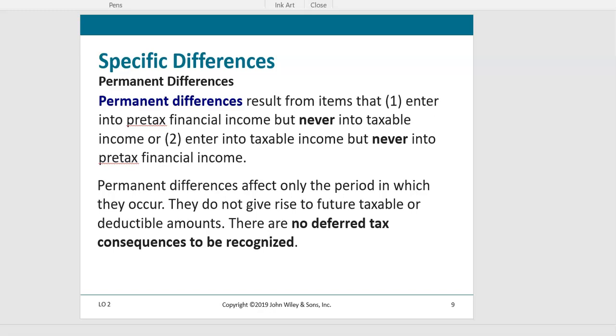So we can be looking at items, revenues or expenses, that enter into our pre-tax income on a book basis or GAAP basis, but never become taxable, or the reverse: items, revenues or cash received or deductions that can be taken on the tax form, but will never be a part of our GAAP income. Because permanent differences never reverse, we never set up a deferred tax asset or deferred tax liability.